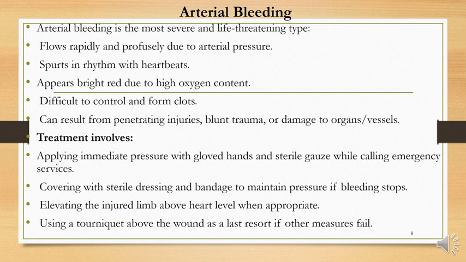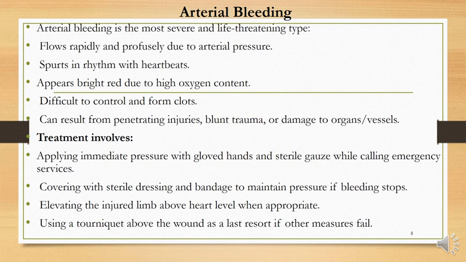Treatment of arterial bleeding is applying immediate pressure with gloved hands and sterile gauze while calling emergency services, covering with a sterile dressing and bandage to maintain pressure if bleeding stops, elevating the injured limb above heart level when appropriate, and using a tourniquet above the wound as a last resort if other measures fail. So it is a very severe and life-threatening type.